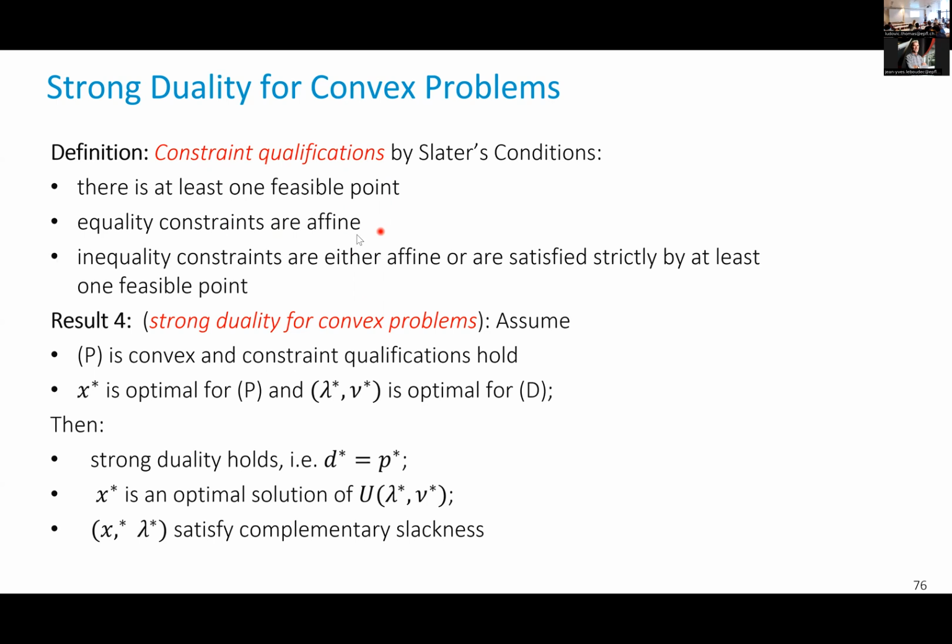Equality constraints are affine, and inequality constraints are either affine or are satisfied strictly by at least one feasible point. In practice, that may be hard to verify, except for linear problems. For linear problems, constraint qualification essentially works because everything is affine. Affine means linear plus constant. And if a linear problem has at least one feasible point, then strong duality holds.